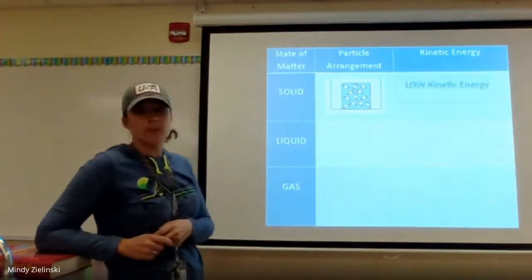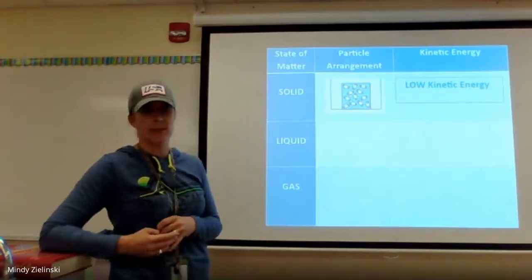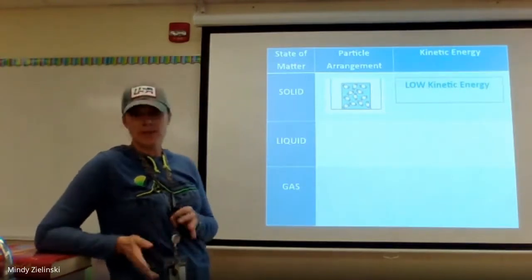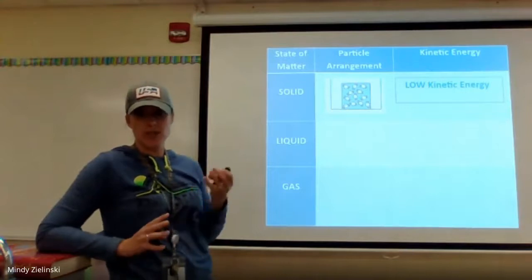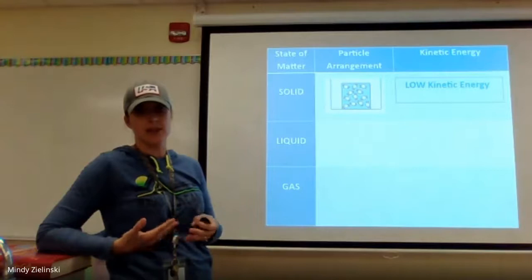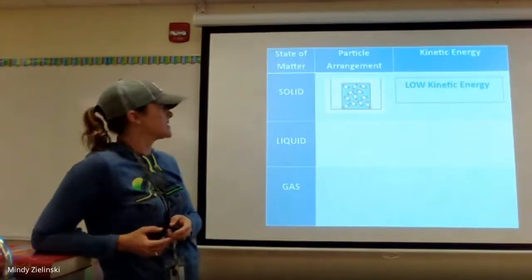Solid kinetic energy would be the lowest. They're not moving around the way we see as we get to gases, and that reflects their lower temperature. Remember, there's a relationship between kinetic energy and temperature. So ice has a lower temperature as a solid. It doesn't have as much kinetic energy.